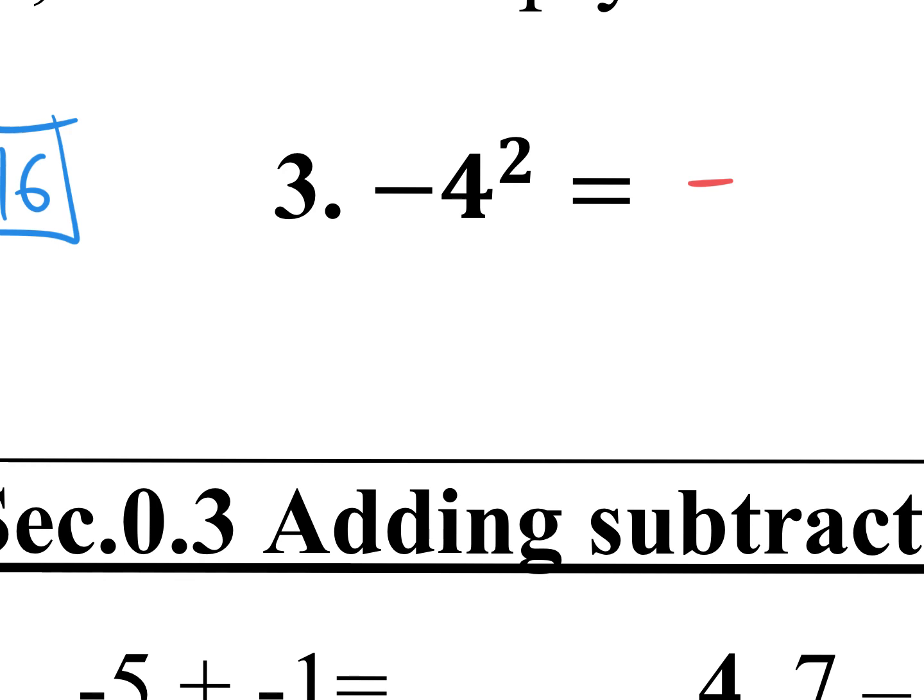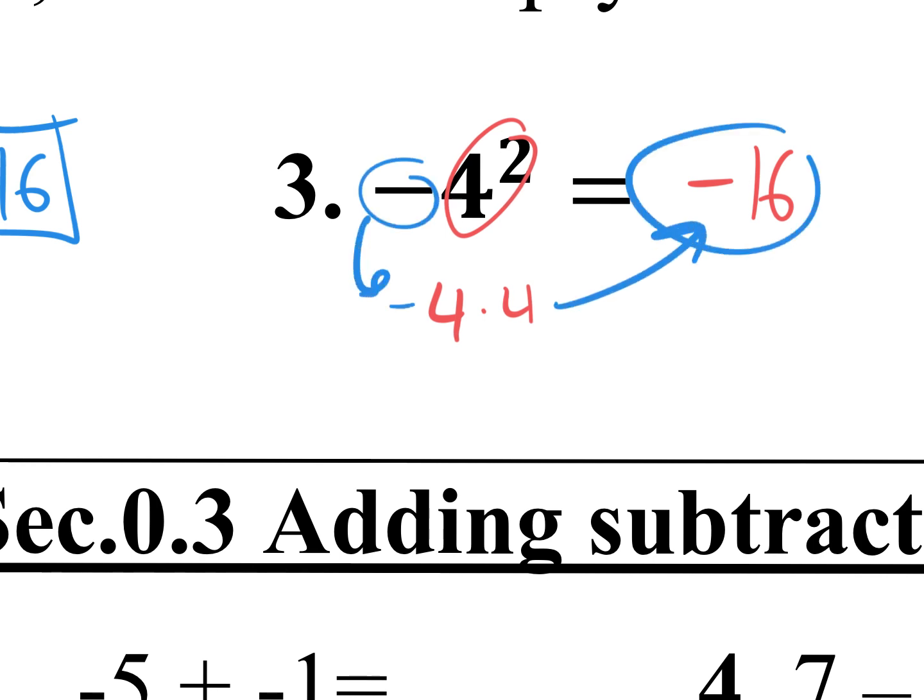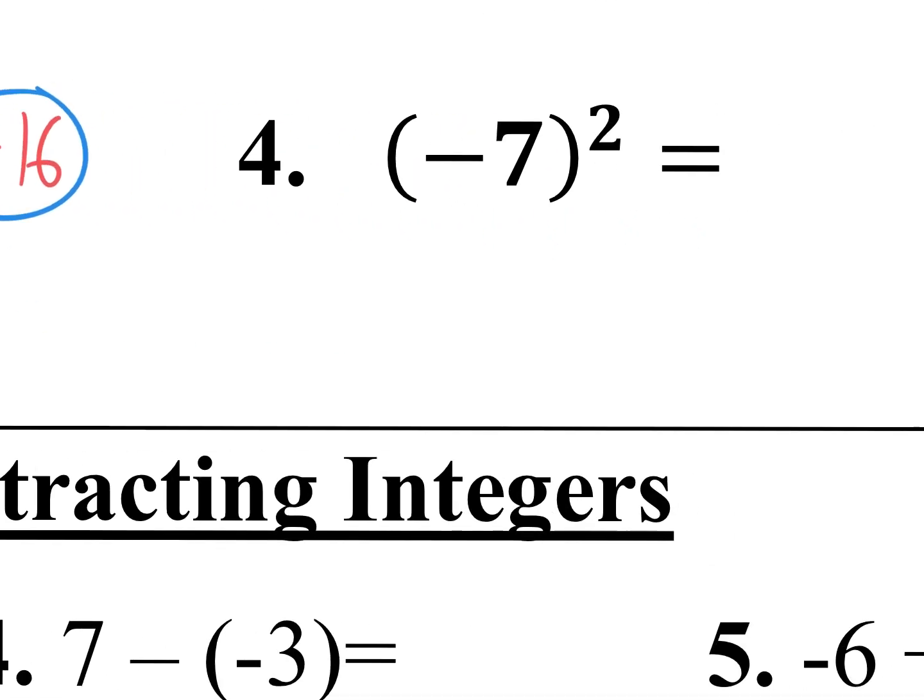Negative 16. That's right. The 4 squared, that's really a 4 times 4. Put that negative out in the front, that's really a negative 4 times 4, which gives you that negative 16. How about number 4? Positive 49. That's right, because you really do have negative 7 times negative 7. The negative is included as a part of the base when you expand it.